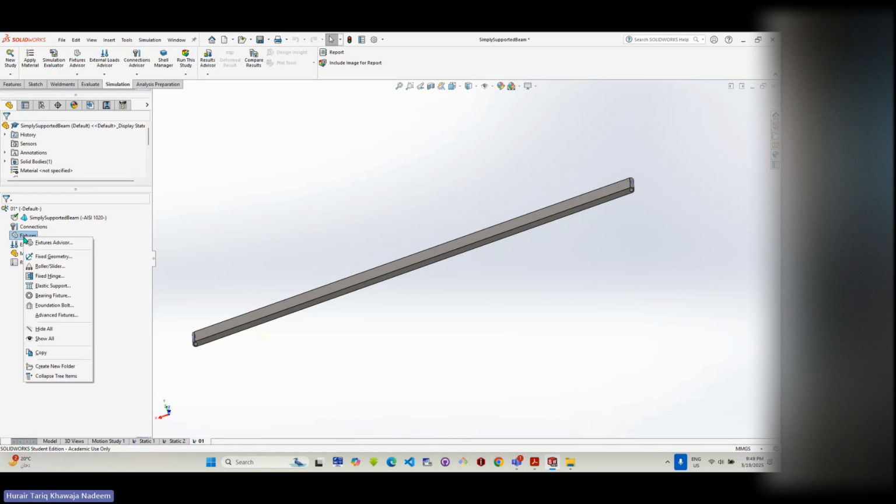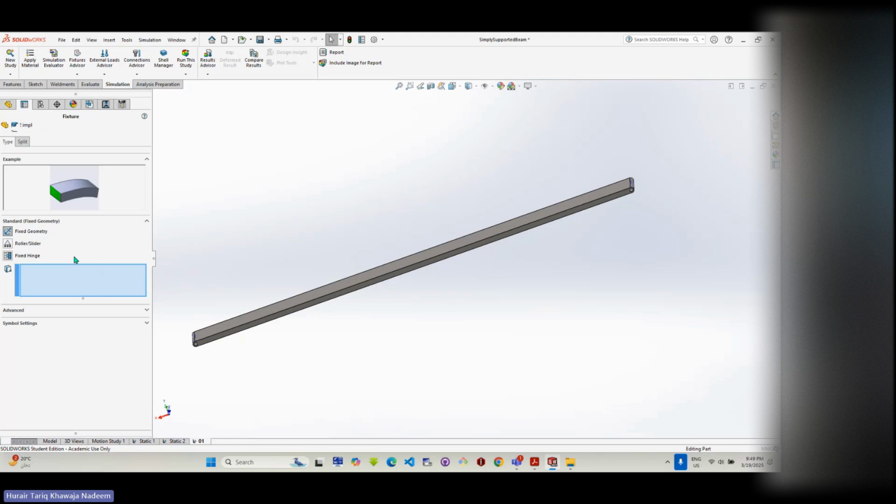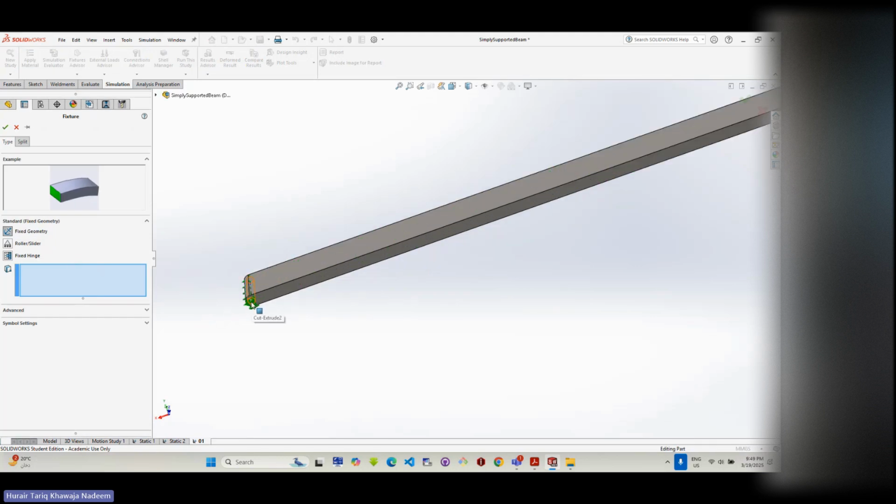Okay, so you come to the fixture, and there is something called fixture advisor. Advisor is like a help. If you want to see help, you come to this advisor. Otherwise, you can go to the SolidWorks website and find a lot of help material, even on YouTube. Now this means fixed geometry, you fix it, and it tells you what it means. This portion can be fixed, meaning it is fixed in X, Y, Z coordinates.